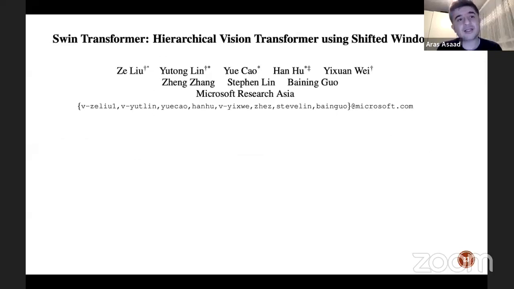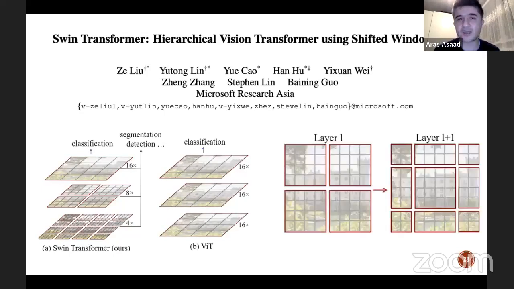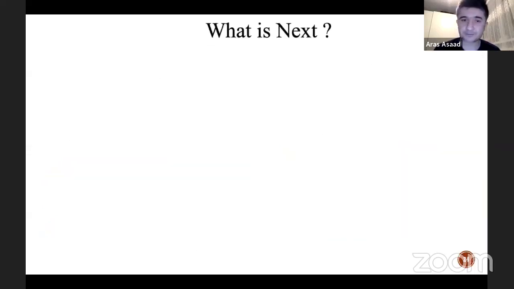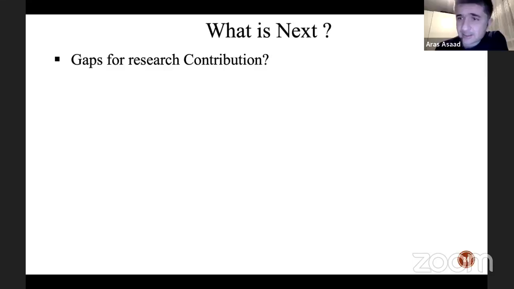And then there's the SWIN transformer by Microsoft researchers. They say that, okay, if you partition your images into 16 by 16 blocks, maybe it is not so good for segmentation. So they propose different types of blocking of your image, and they say it is good for classification as well as segmentation. Now, finally, this is the last slide.